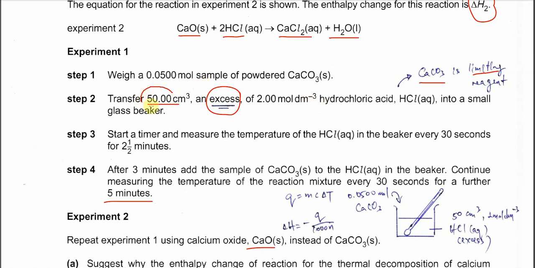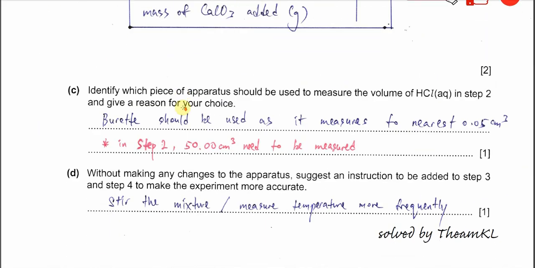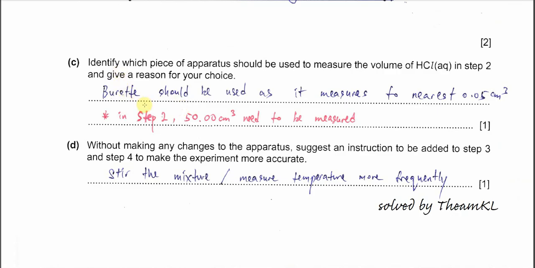Because it is already mentioned as 50.00, it means you cannot use a measuring cylinder. We must use the apparatus which can measure to 0.00 or 0.05. So the apparatus that we should use is a burette. A burette should be used and it measures to the nearest 0.05 cm³. That's the apparatus that needs to be used, even though the acid that we use is in excess. It is just based on the step 2 instruction, so we need to use the burette.